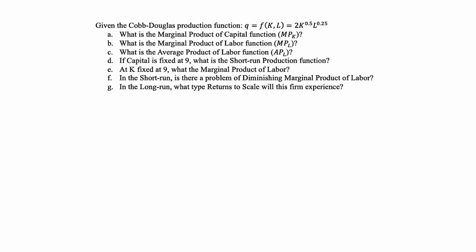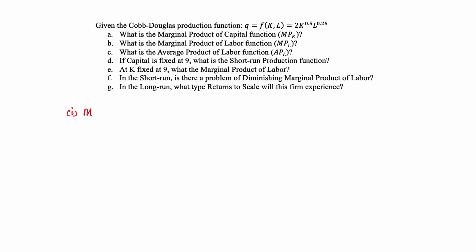Hello, we are given a production function. Specifically, this type of production function is called the Cobb-Douglas production function. So given this Cobb-Douglas production function, we will answer a series of questions. The first question says, given that we have this production function, we should find the marginal product of the capital.